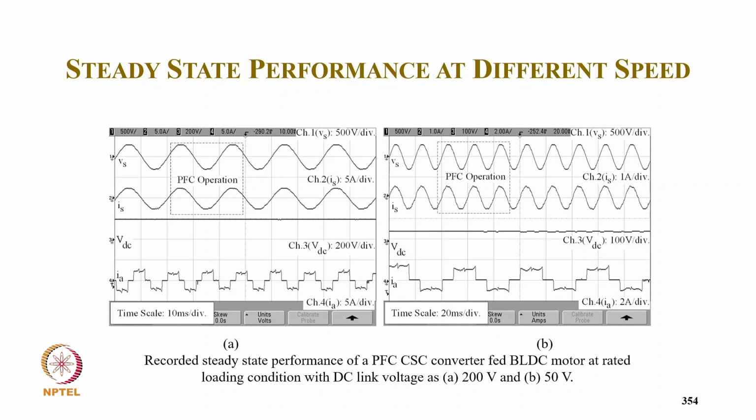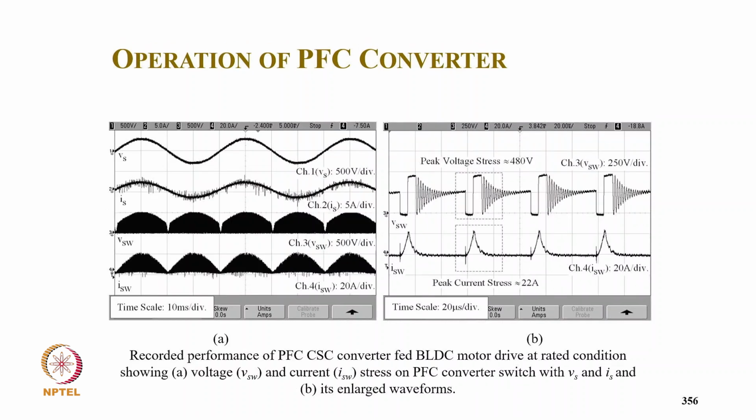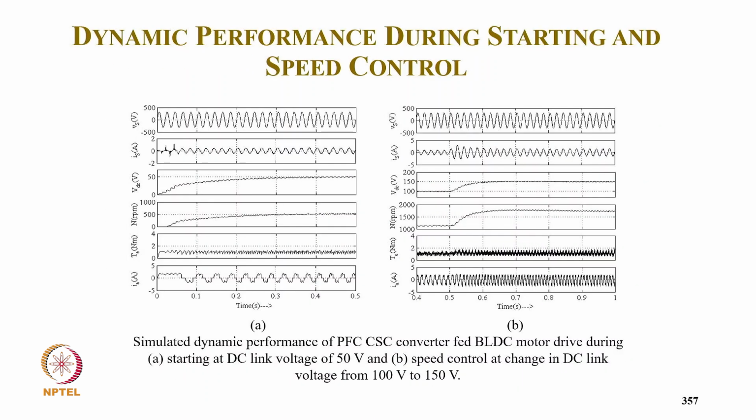And these are experimental results at steady state, 200 volt DC link voltage, supply voltage, and supply current. You can see it is in phase and sinusoidal current with the DC link voltage, and typically the motor winding current. And supply voltage and supply current at 50 volt also, with the DC link voltage and winding current. And this is typically the input inductor current, which is discontinuous, and the capacitor voltage is continuous, and the switch voltage, switch current, and amplified current.